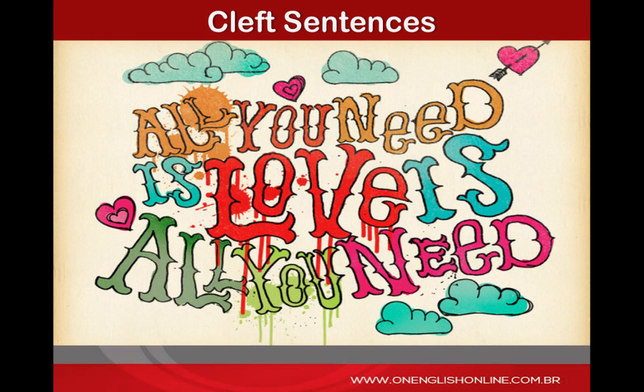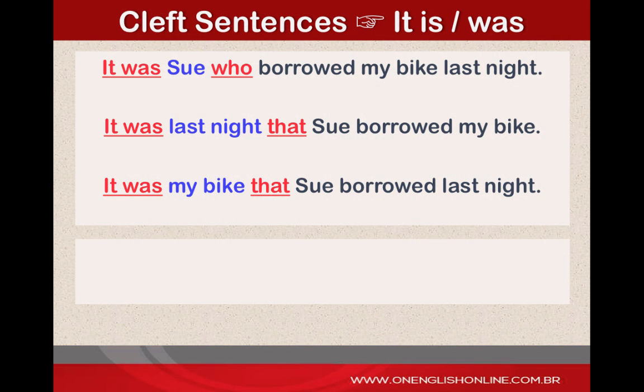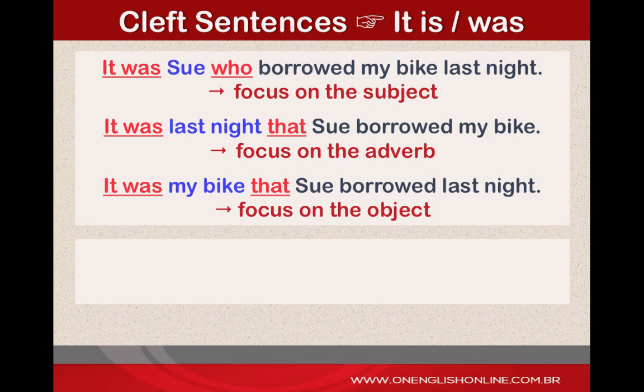Cleft sentences are used to help us focus on a particular part of the sentence and to emphasize what we want to say by introducing it or building up to it with a kind of relative clause. These are sentences introduced by it is, it was, or by a clause beginning in what. Different parts of the sentence can be emphasized in this way.